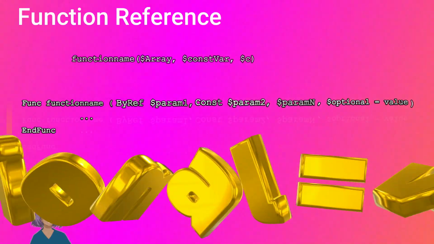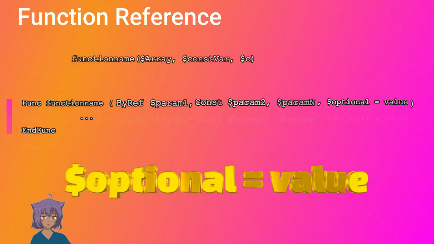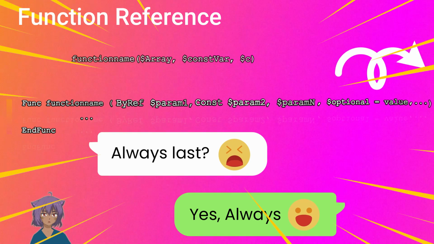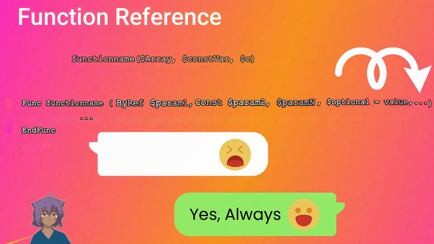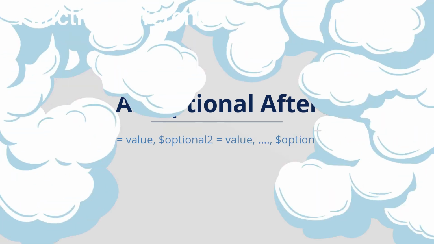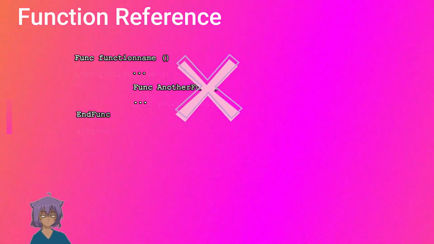Optional parameters are defined by assigning a default value to them. Optional parameters always appear last in the function definition. All parameters added after the first optional parameter must also be optional. Note that function declarations cannot appear inside other function declarations.